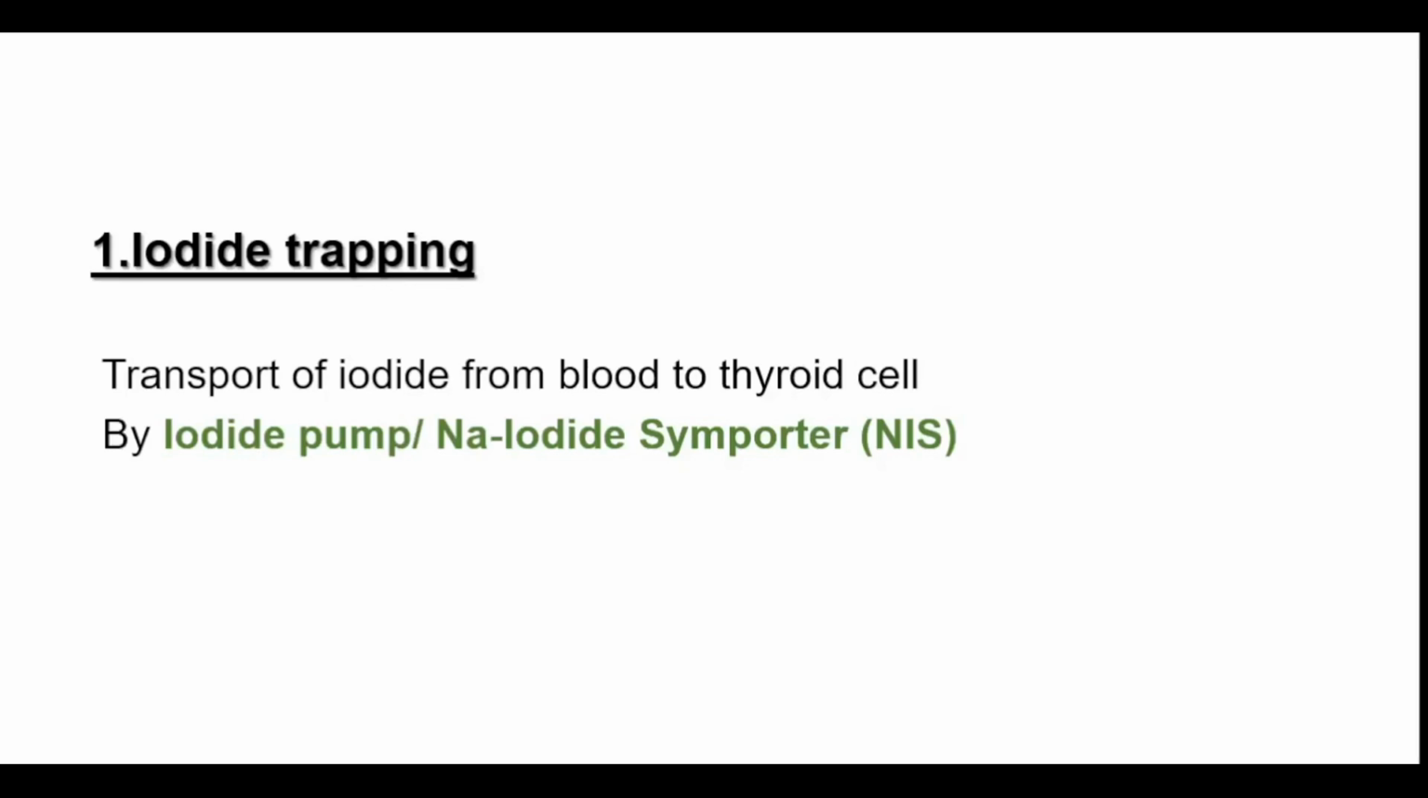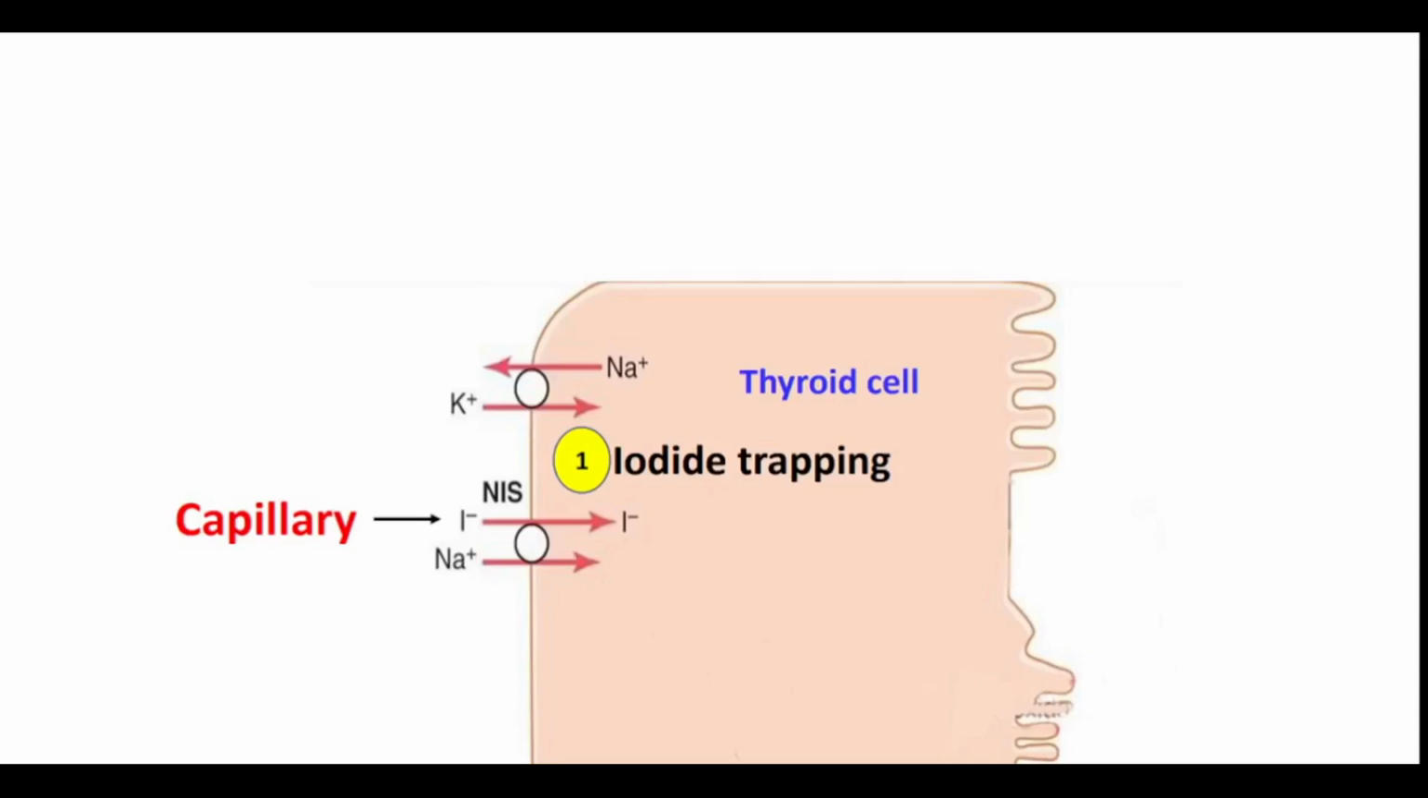So we'll move on to the first step in the thyroid hormone synthesis, that is iodide trapping, that is transport of iodide from the capillary or from the blood circulation into the thyroid cell, which is done by the iodide pump or sodium iodide symporter. So symporter means what? Both sodium and iodide will be taken towards the same direction together. So that's why it is known as sodium iodide symporter.